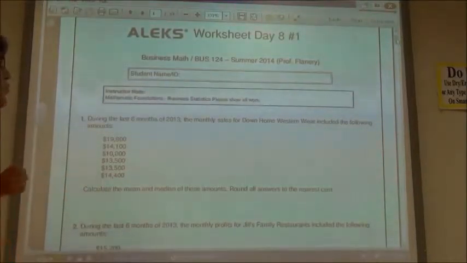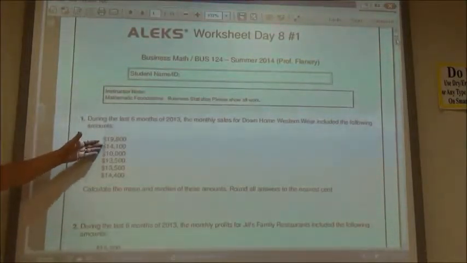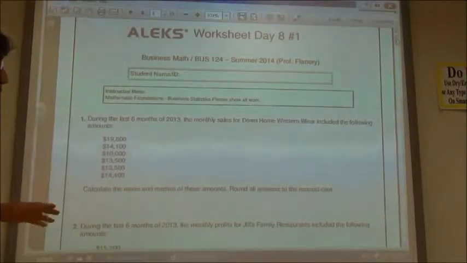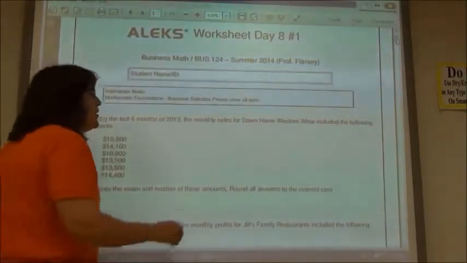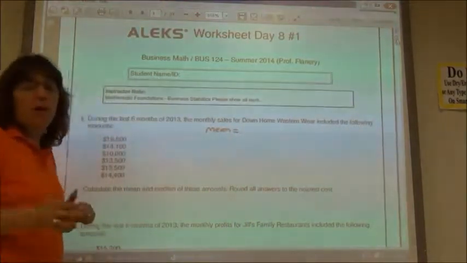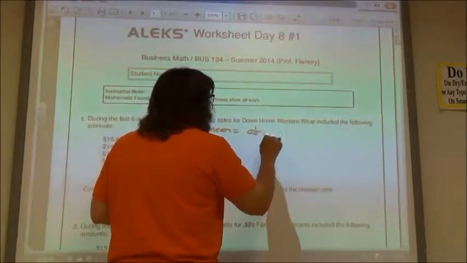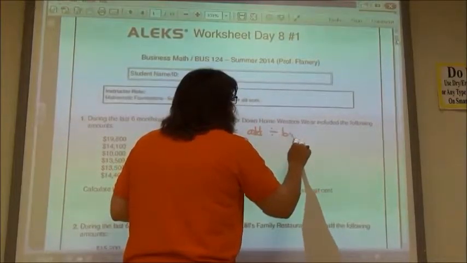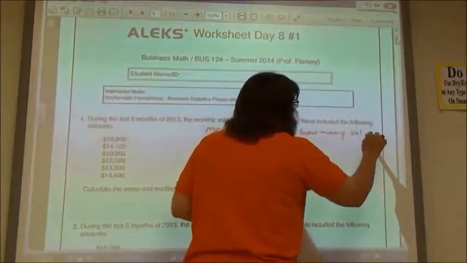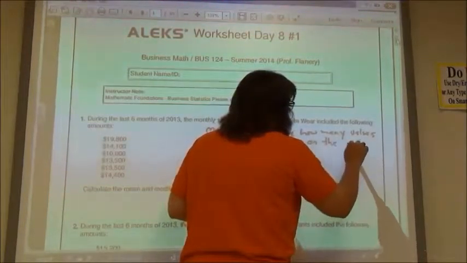During the last 6 months of 2013, the monthly sales for Down Home Western Wear included the following amounts, and they have those amounts listed. Calculate the mean and the median of these amounts. Round your answers to the nearest cent. So when I'm doing the mean, it's normally what people think of when they think of the word average. We're going to add them up, then divide by how many values are on the list.